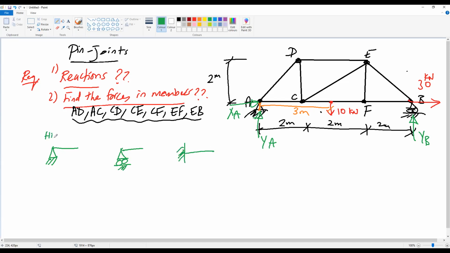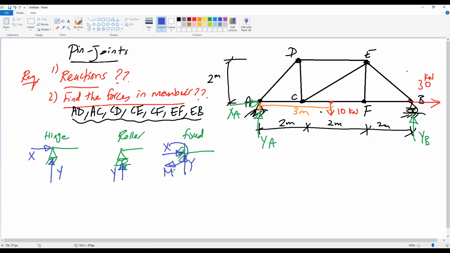We have hinge support, roller support, and fixed support. What is the reaction we have for hinge support? 2 reactions, 1 vertical reaction and 1 horizontal reaction, X and Y. What is the reaction we have in roller support? Only 1 reaction in Y direction. For fixed support, we have 3 reactions, X and Y forces and moment M. Okay, so now we have 3 reactions in this truss.